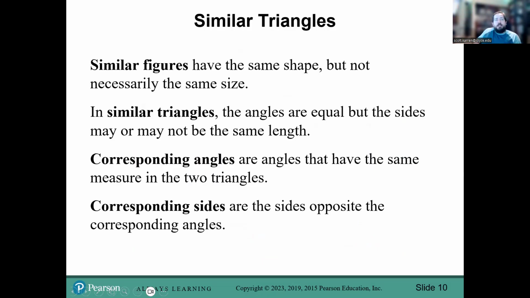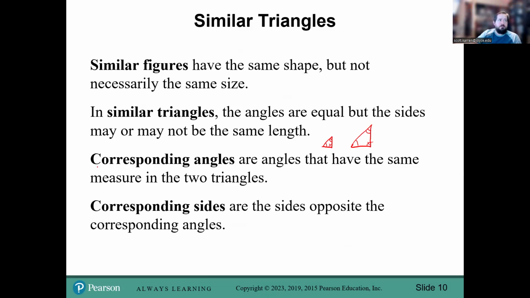Similar figures are figures that have the same shape but not necessarily the same size. So like a similar triangle, I'll see if I can do this. Chances are I can't. But if I have, say, that triangle and then that triangle, which is a little bit bigger, right? This angle is going to be the same as that angle. This angle here is going to be the same as that angle here. And this angle here, I'll just put a tick mark through that one, is going to be the same as that one there. That's what makes this a similar triangle.